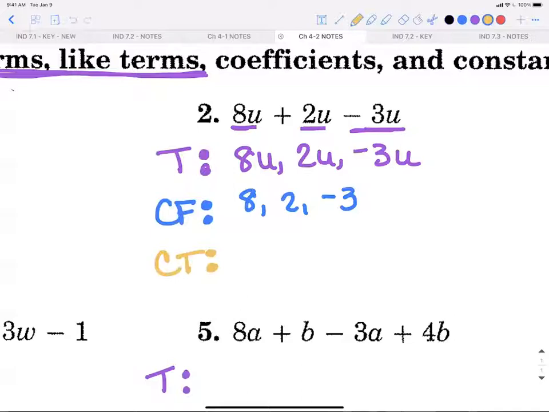Now, what do I have left? What's my constant? Do I have any here? So you just simply write the word none. Because in this particular problem, I don't have any constants because I don't have any numbers that aren't attached to a variable.